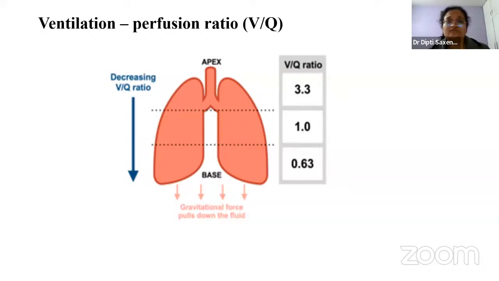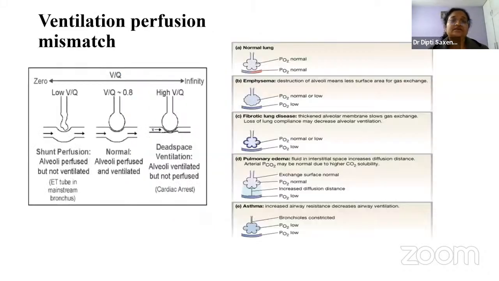In the apex of the lung, the ventilation-perfusion ratio is actually 3.3. In the middle zone, it is 1, which allows maximum gaseous exchange. And at the bases, again, it decreases because there is less ventilation and more perfusion there. So in this slide, we will see what are the conditions where we see this ventilation-perfusion mismatch.